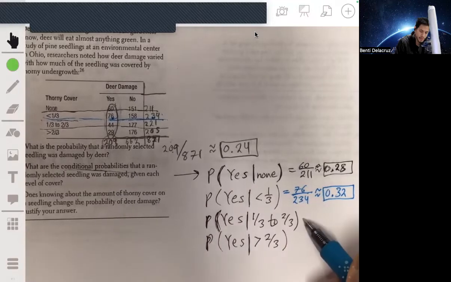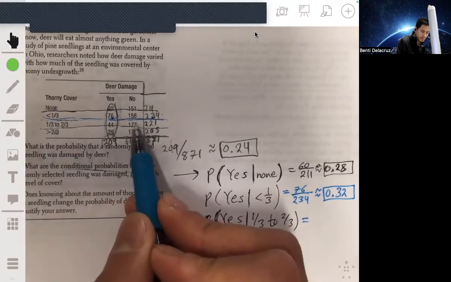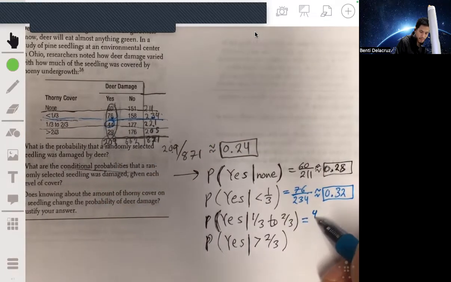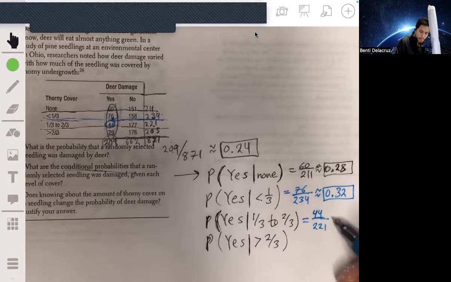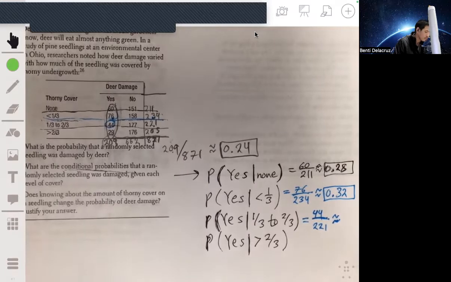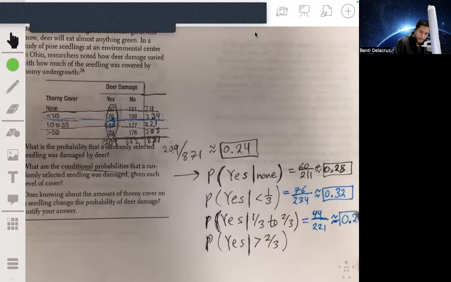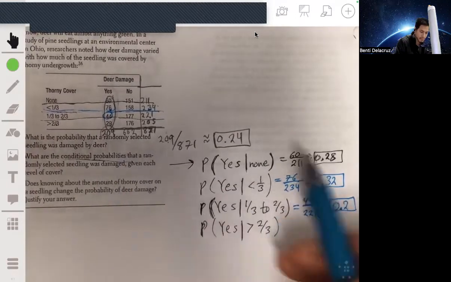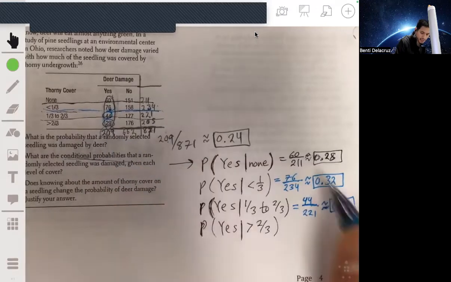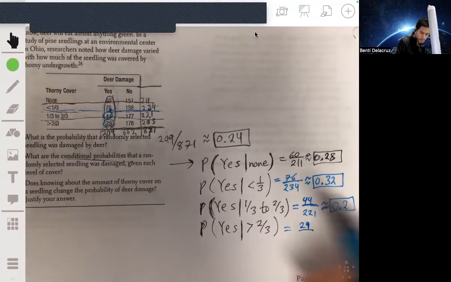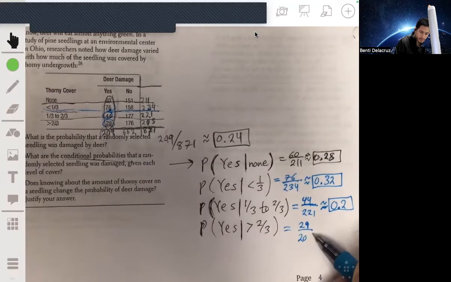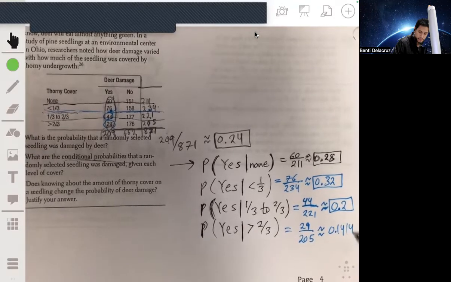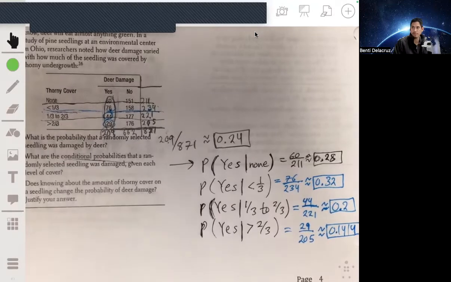The next one will be the third row, the number of yeses, 44 out of the total in that row, 44 out of 221, which will be about 0.2, about 20%. And in the last row, the last conditional probability, there's 29 yeses out of 205 total. So 29 out of 205, and that'll be about 0.14. So those are your four conditional probabilities.